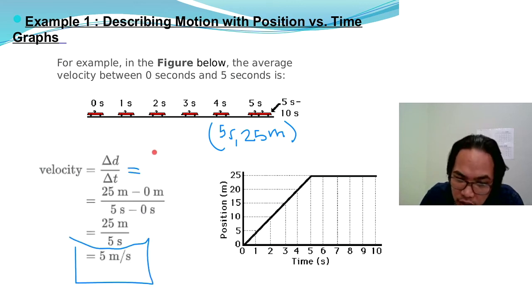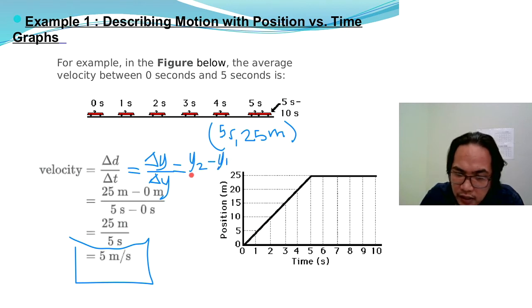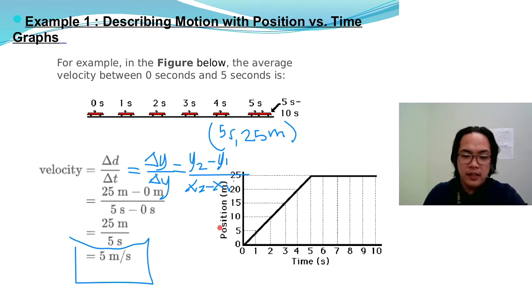Or this one is your triangle y divided by triangle x. Your triangle y here is y2 minus y1, divided by x2 minus x1. Your y2 is 25 minus y1, which is 0. And your x2 is 5 minus x1, which is 0. And then you just plug in the numbers and then subtract and divide. So we'll have more examples after this.